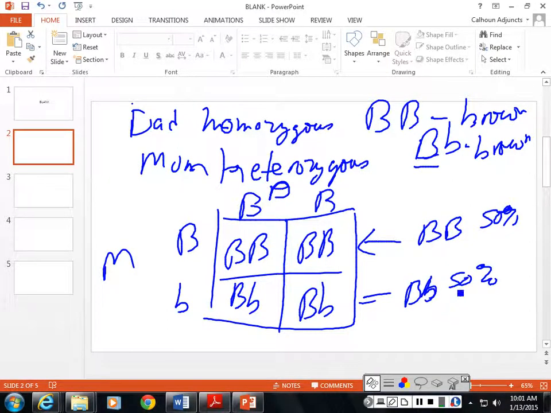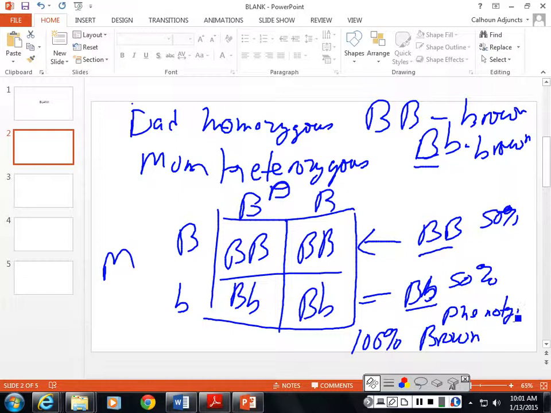So 50% of our children are going to have a genotype that's big B, big B, and 50% of our children are going to have a genotype that's big B, little b. But 100% are going to have brown eyes. So 100% are going to have the phenotype that's brown eyes. Okay? So 50% is the genotype, and 100% is the phenotype. Okay? All right, let's do one more.